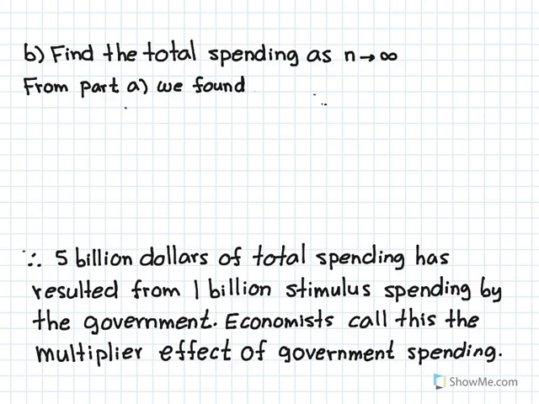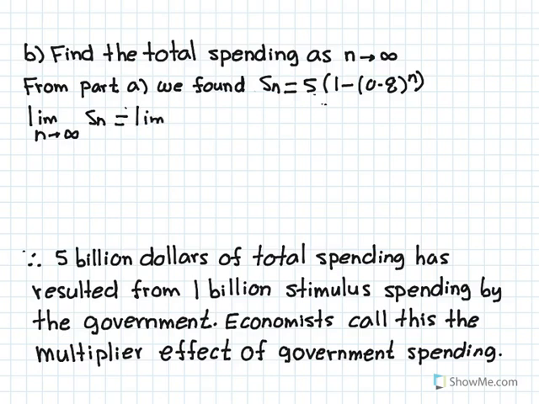All right, part B. Find the total spending as n goes to infinity. That means find the sum of the infinite geometric series. From part A, we found that Sn, the nth partial sum of this geometric series, is equal to 5 times 1 minus 0.8 to the power of n. Let's take the limit as n goes to infinity of Sn to find the sum of this infinite geometric series. This is equal to the limit, distributing, as n goes to infinity of 5 minus the limit as n goes to infinity of 5 times 0.8 to the power of n.